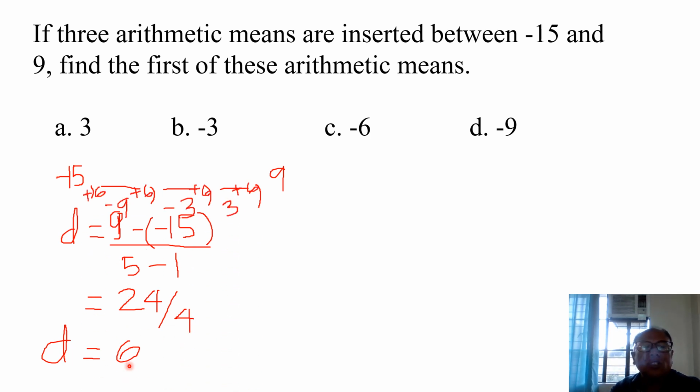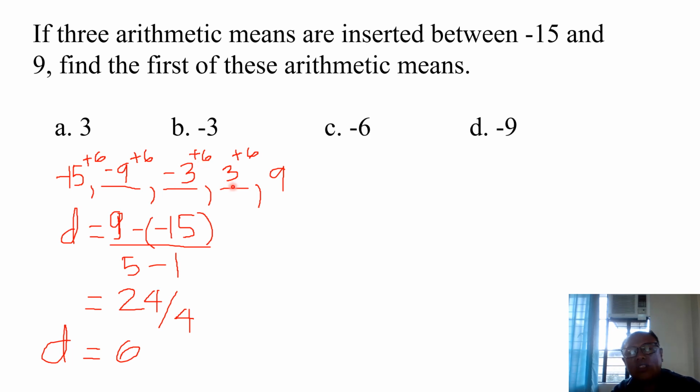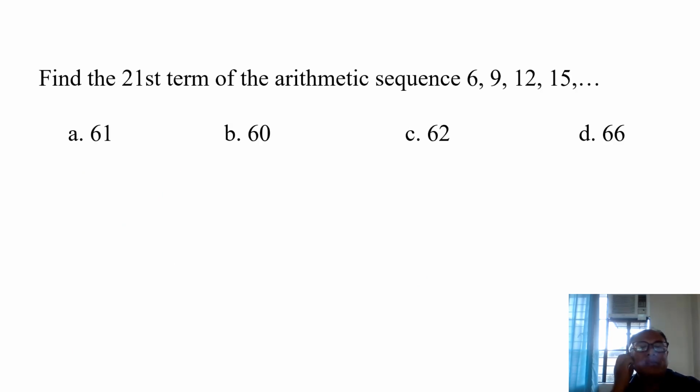Then we are going to add this value to the first term. Negative 15 plus 6 is negative 9. Negative 9 plus 6 is negative 3. Negative 3 plus 6, we have positive 3. Positive 3 plus 6, we have 9. Since what is being asked here is the first of the arithmetic means, our answer is negative 9. So let's proceed to the next problem.